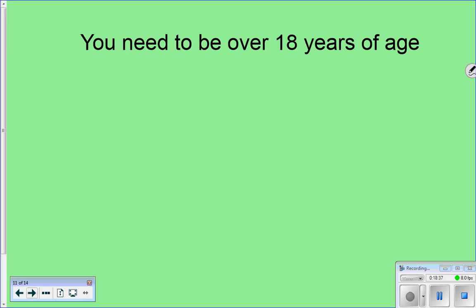All right, here's another one. You need to be over 18 years of age. Let's think about this one. You need to be over 18. So you can't be 18, you're right. So I have to be over 18. I can't be 18. I have to be 19. So this has to be greater than. Okay? So pay attention to your wording.